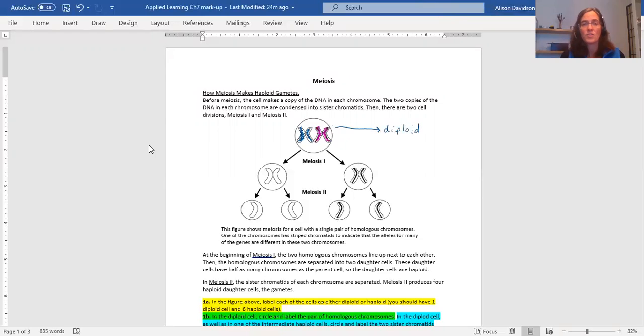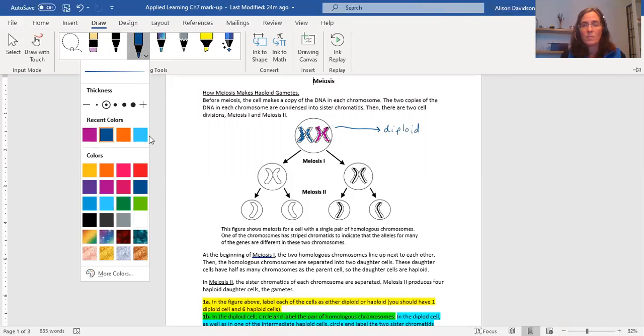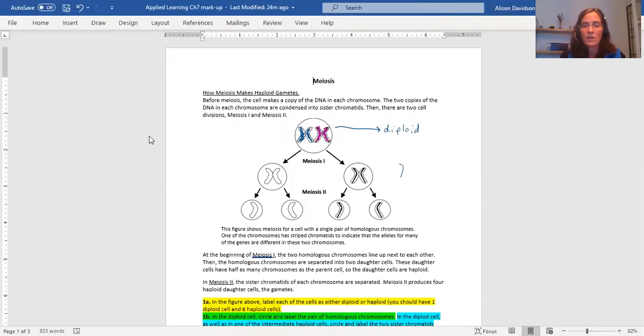So at this stage, the cell is diploid. From the end of the first round of division through to the end of the second round, all remaining stages here are haploid.